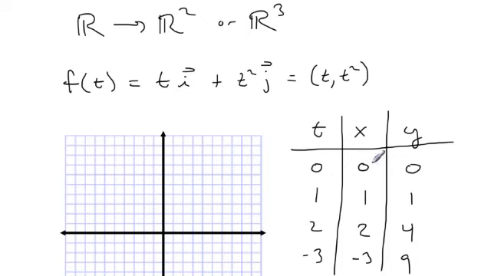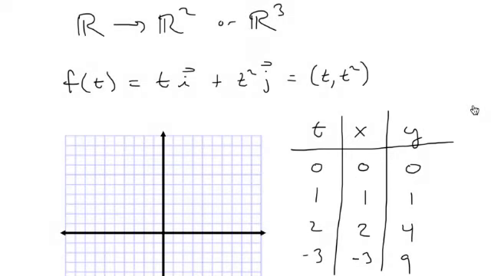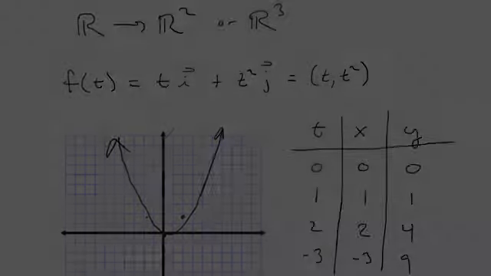So if we plot those, all we're going to plot are the x and y coordinates. The t value is just a parameter, and it doesn't actually appear in our graph. So the coordinates we're going to plot are (0, 0), (1, 1), (-1, 1), (2, 4). I'm going to sort of fudge the units on this graph, but you get the idea that these are just the coordinates of a parabola.